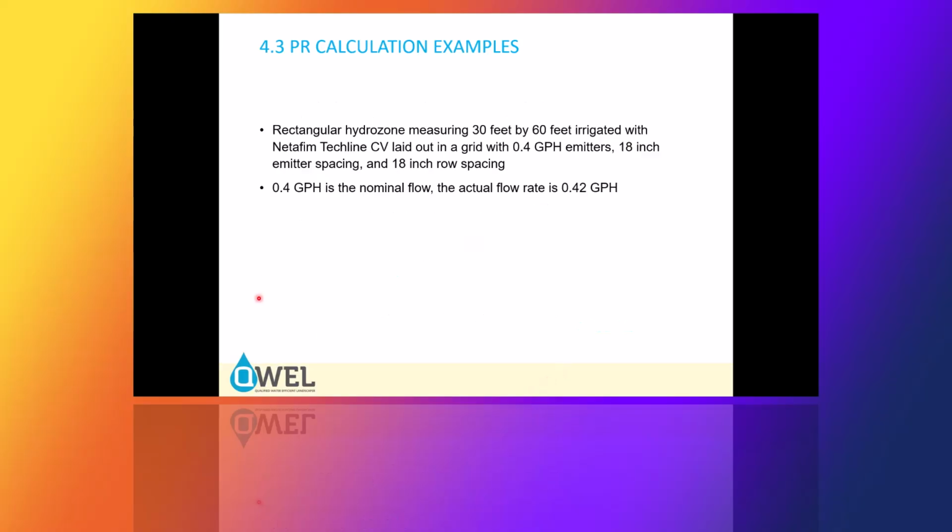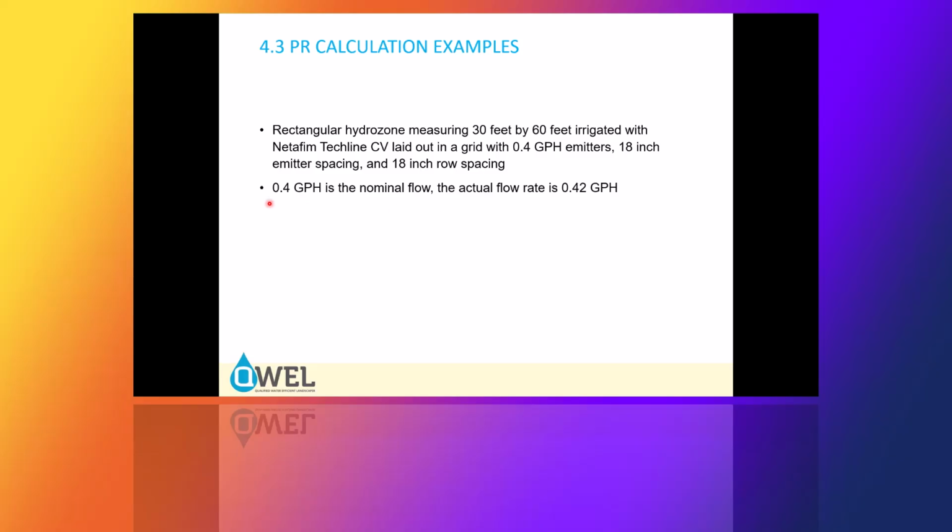Let's talk about drip line then. Here we have a rectangular hydrozone measured 30 by 60, irrigated with the Netafim Techline laid out on a grid. 0.4 gallons per hour emitters, 18-inch emitter spacing, 18-inch row spacing. 0.4 gallons per hour is a nominal flow, and the actual flow is 0.42.